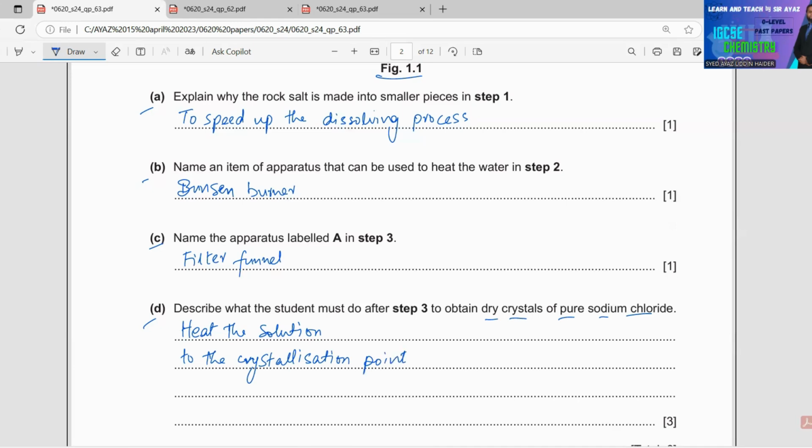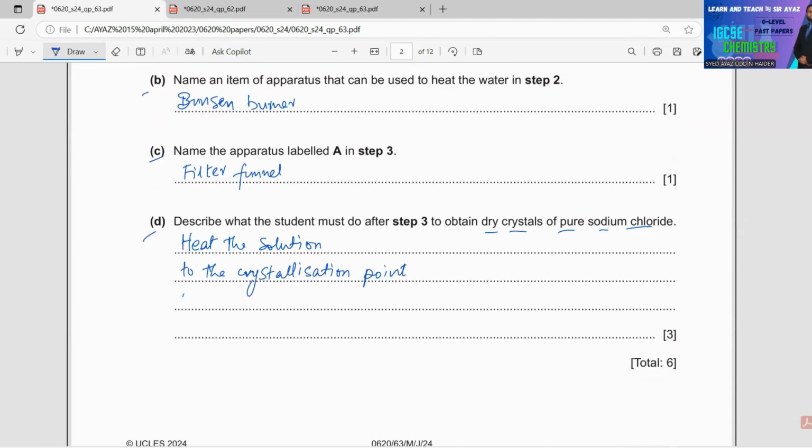Last step, you can use absorbent paper or drying. Use absorbent paper in order to remove any moisture left or dry in air.